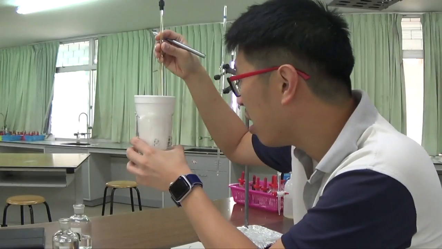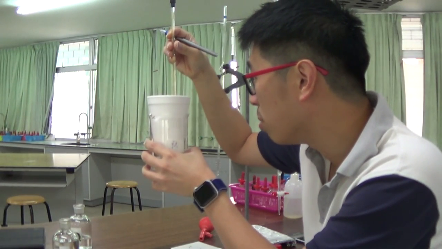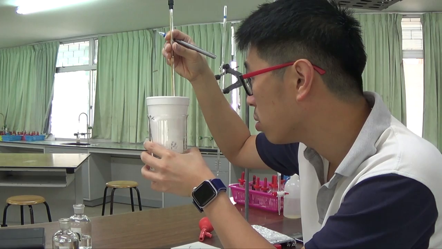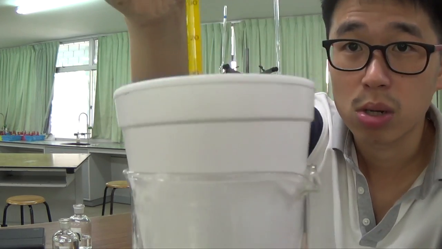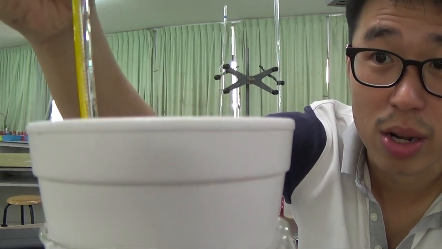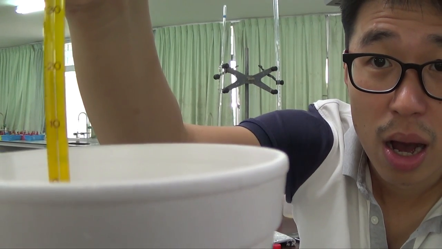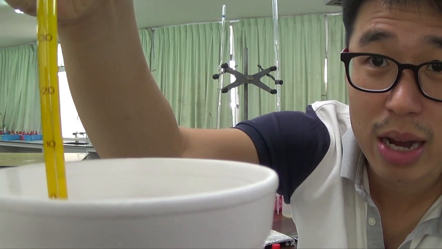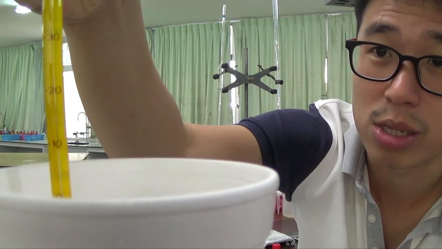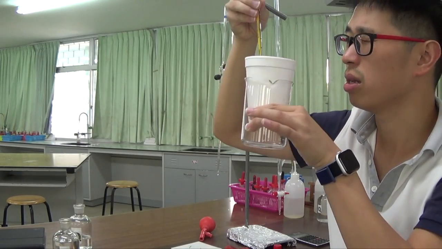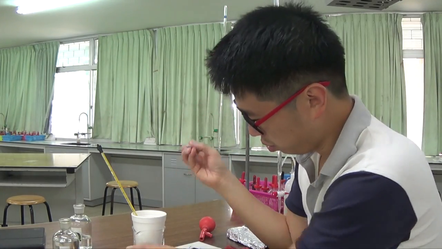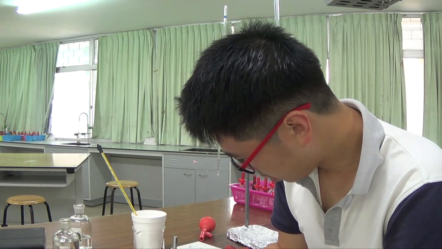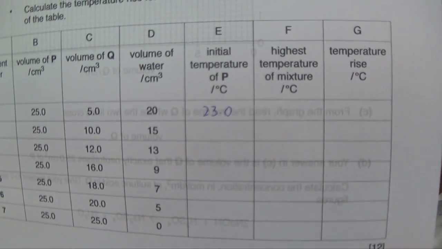I read at horizontal eye level, below the meniscus. So there's 21, 22, 23. I hope you can see it. It's not very clear, I think, but you can hopefully see the silvery line. It's around 23.0 degrees Celsius, because they wanted it to the nearest 0.5 degrees Celsius. The nearest 0.5 degrees Celsius means you can have 0.0, 0.5, and then the next one will be 0.0 again.